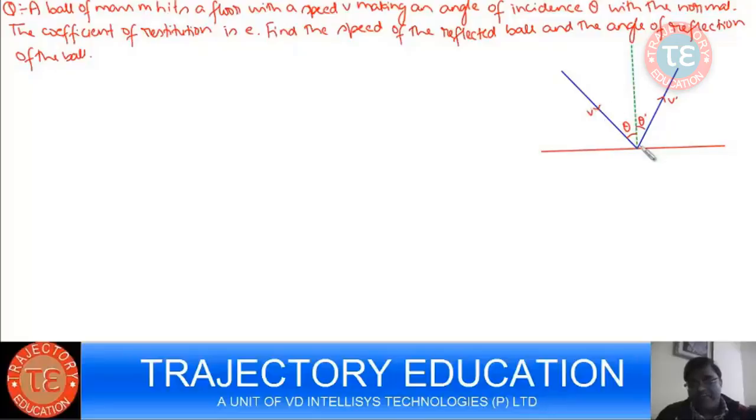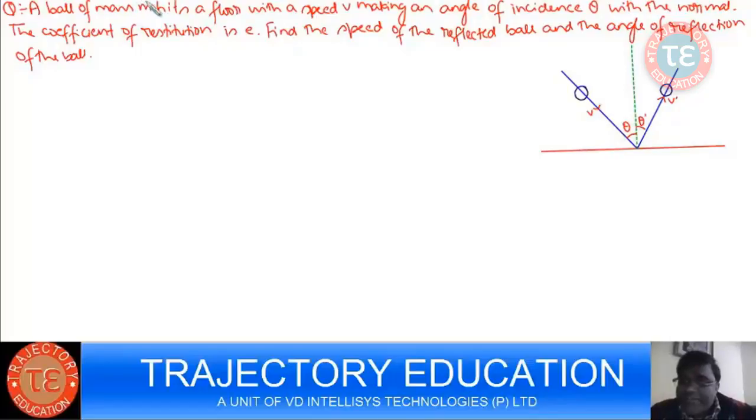This is the incident ball and this is the reflected ball. Here the ball is incident and here the ball is getting reflected. So we have to find out V dash and theta dash of the reflected ball. Okay, so let's find this V dash and theta dash. What is given is V and theta, right?